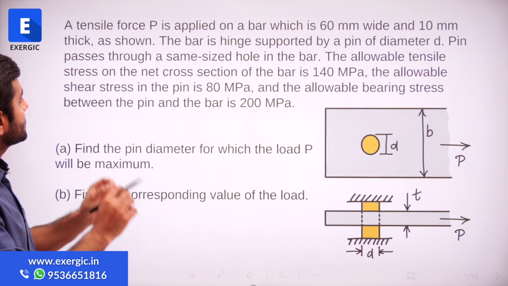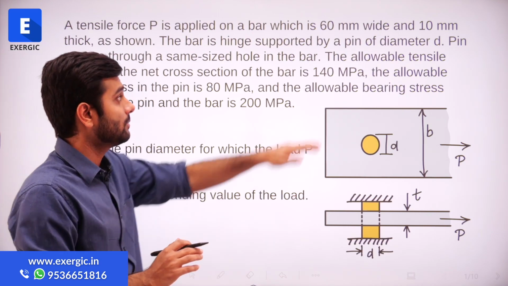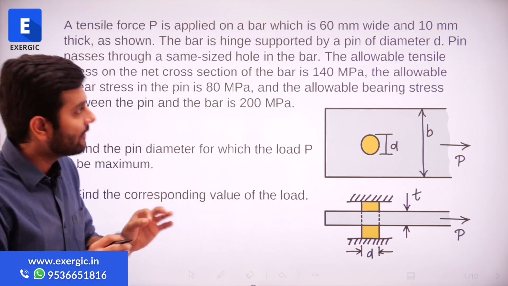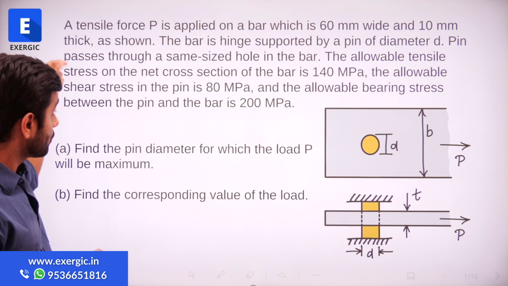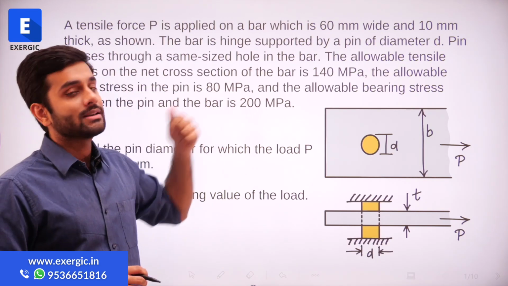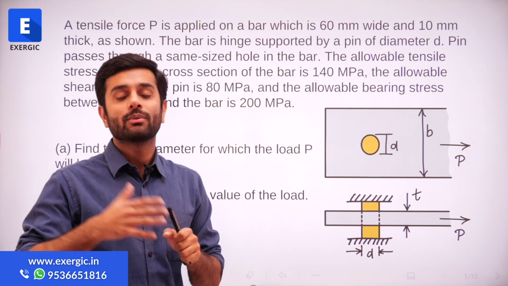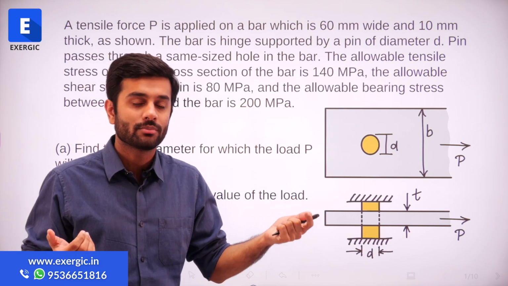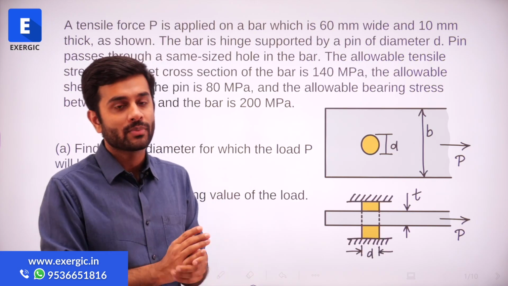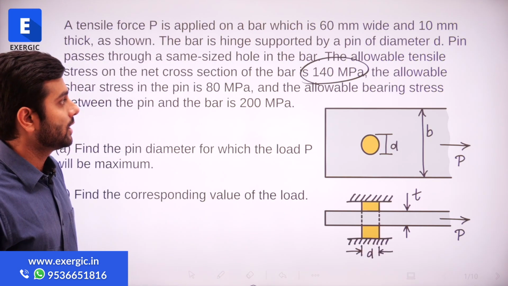The allowable tensile stress on the net cross section of the bar is 140 megapascal. So this bar is made up of some material which has an allowable tensile stress, or strength, on the net cross section of the bar of 140 megapascal. Okay, because any material can have different types of allowable stresses. In tension, it will allow some magnitude, in compression some magnitude, in shear some magnitude, right? So for tension, this material will allow this much stress, 140 megapascal.